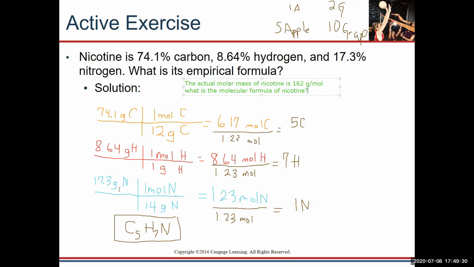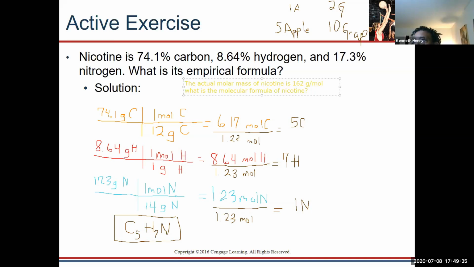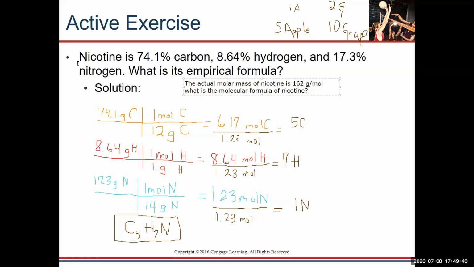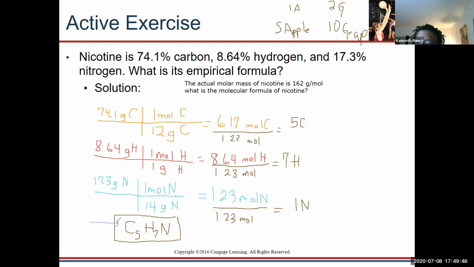Actually, 14. So how would I calculate the molar mass of nicotine? The molar mass is 162. No, I want the molar mass of the empirical formula of nicotine. How do I calculate that? For the molar mass, don't we have to convert it?